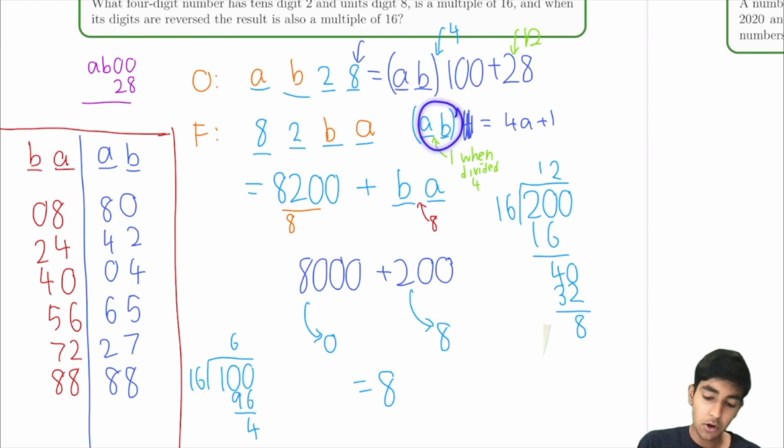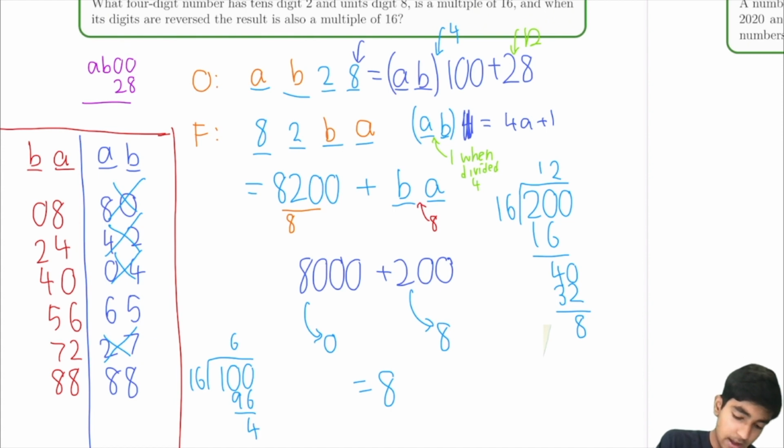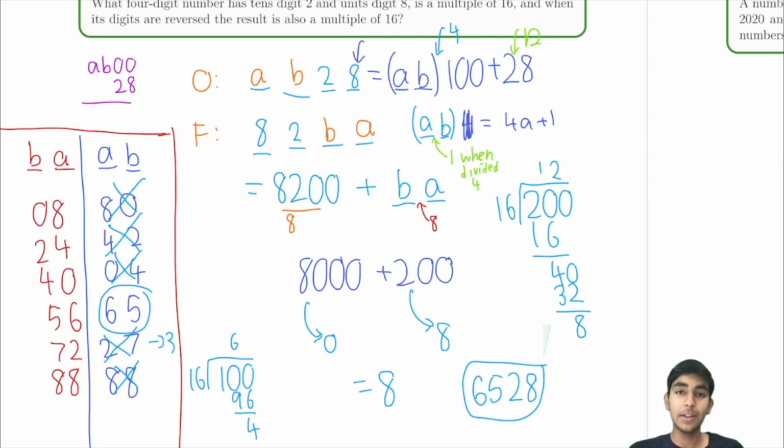So AB must leave a remainder of 1 when divided by 4. Which one of these possibilities satisfies that? Not 80, not 42, not 4, not 27, that's 3, and not 88. It's 65. So AB is 65, so the 4-digit number is 6528. And that's our answer. So let's quickly recap.